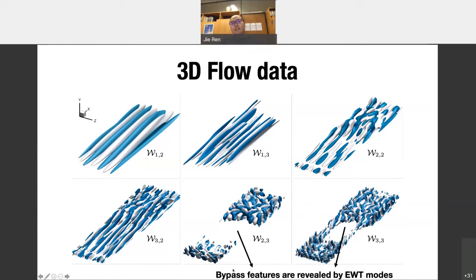What the bypass feature refers to is here. We have smaller scales near the inlet, also here. But these smaller scales disappear in the middle, swallowed by the boundary layer. And further downstream, when the flow is close to turbulent, you have smaller scales again. So these features are revealed by the EWT modes, which can hardly be seen from the visualization itself. So this is also useful.